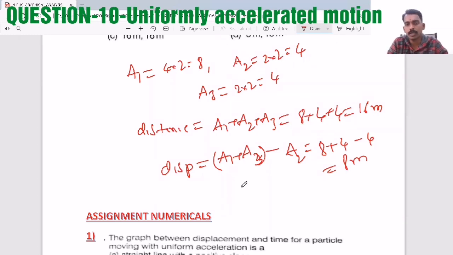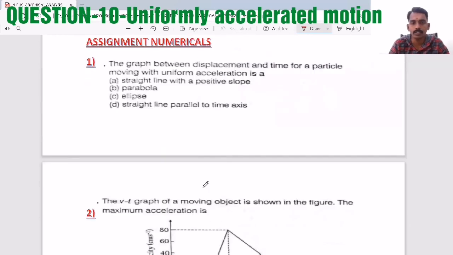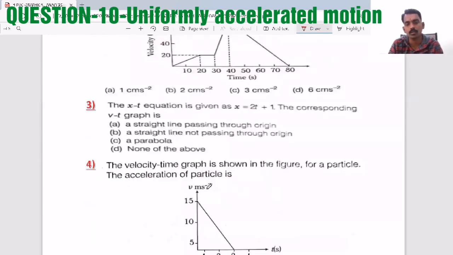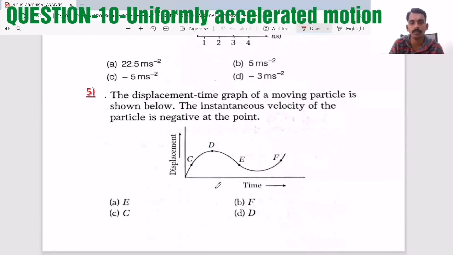So this way graph-based questions can come in motion in one dimension. But graph-based questions can be asked in any chapter. So please try to understand what kind of questions they will ask and how they will ask. It's all about slope and area below the graph, or drawing the graph by comparing the physics equation with the mathematical equation. So I have given 5 assignment questions based on the same thing, similar type of questions, and try to solve them.